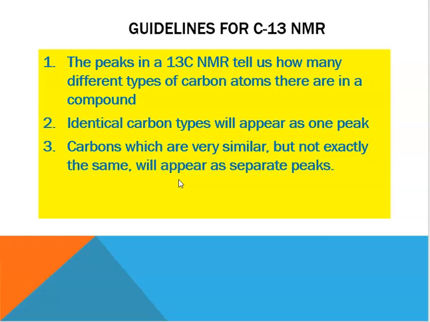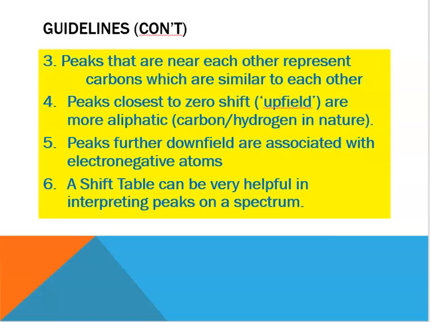And then carbons that are very similar will have separate peaks, but we'll see how sometimes we don't really need to know which is which. We just need to know that they will behave or produce a similar signal. So in line with what we talked about then, peaks that are near each other are representing carbons that are similar to each other. Okay? We'll talk about what is referred to as upfield and downfield. Those are concepts that are used not only in carbon NMR, but proton NMR. And then we'll talk about what is called a shift table and talk about how that helps us identify where carbons might be within a carbon structure.